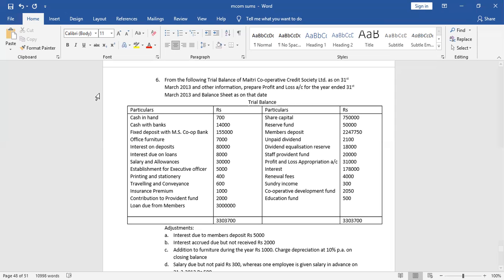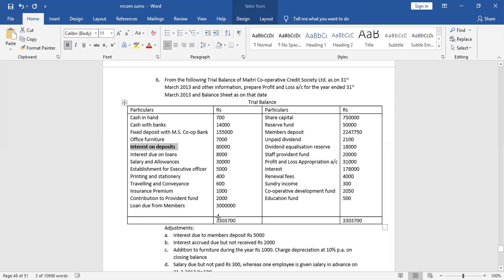So now let us come to the adjustment. Interest due to member deposit, rupees 5,000. So interest due. We have interest on deposits. Out of that, 80,000 is the interest, but there is still 5,000 due. That means 80,000 was received but 5,000 is still to be received. So outstanding interest on member deposit.